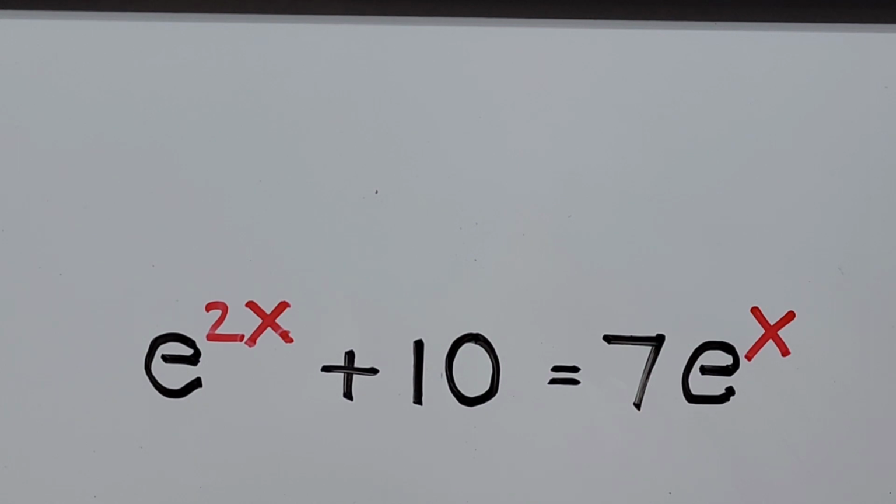We have here a given exponential equation: e to the power 2x plus 10 is equal to 7 times e to the power of x. And in this video, we're going to solve for all the values of x.